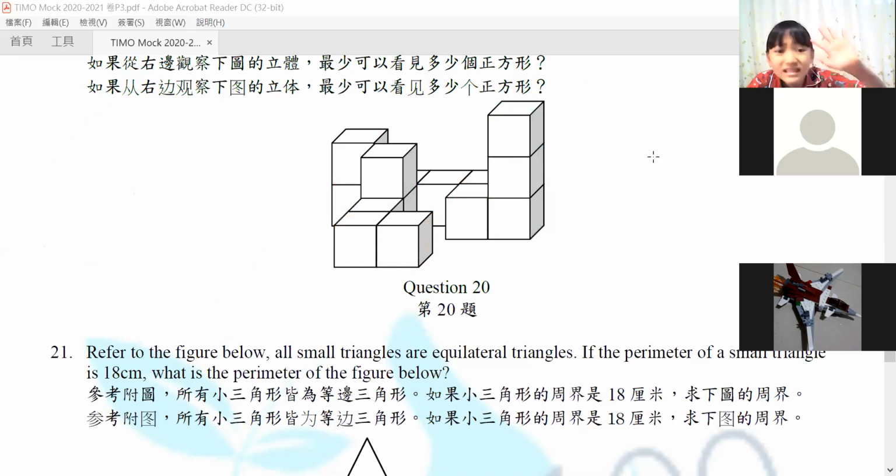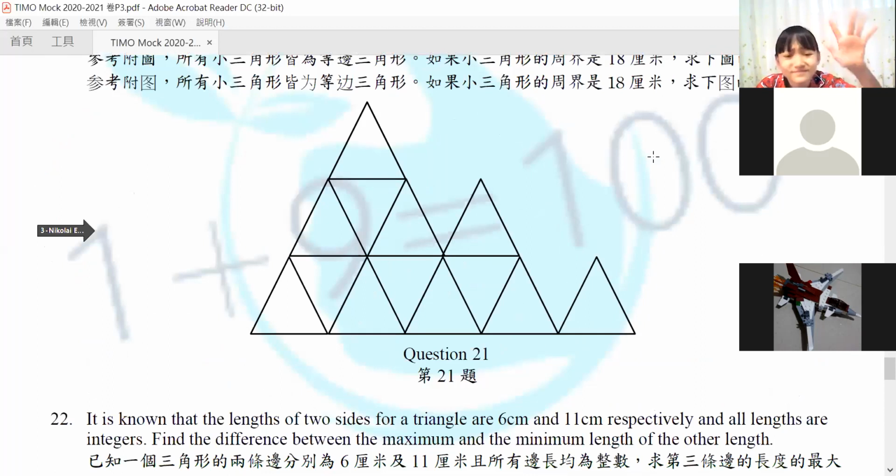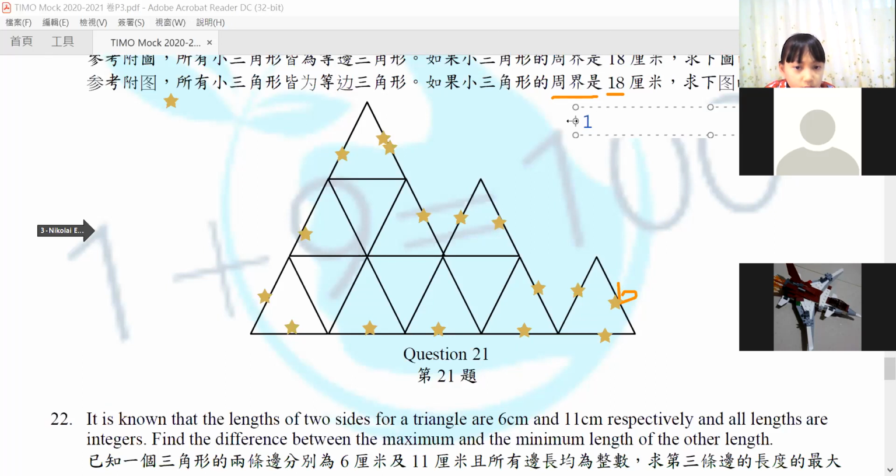Now this question is very, very easy. You just count how many sides. Because we know that the perimeter of a small triangle with 3 sides is 18, so what is the length of one side? It's 6, right? So we just need to count how many sides are here. 1, 2, 3, 4, 5, 6, 7, 8, 9, 10, 11, 12, 13, 14, 15. So it has 15. So the answer should be 15 times 6, which equals 90.